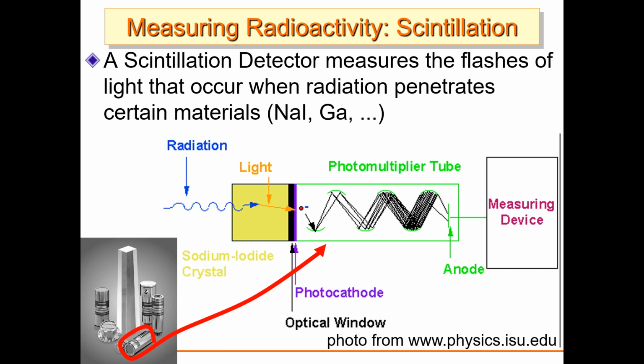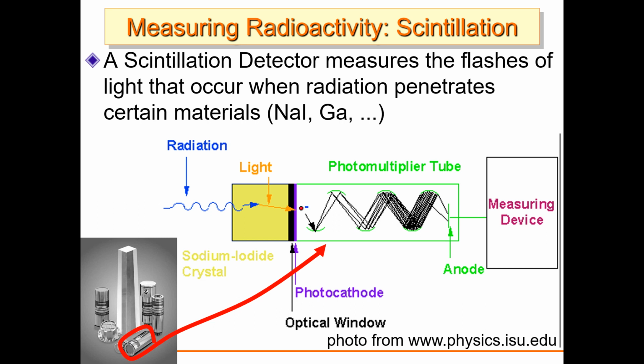And as the radiation slows down in that medium, it emits light. The little flashes of light, that's what the word scintillation means, flash. And so you see these little flashes of light. One little flash of light is pretty hard to detect, and so they hook this up to a photomultiplier tube, which amplifies the signal.